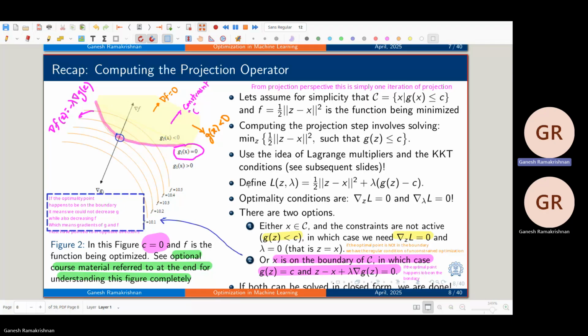Is this clear? This is very critical, this intuitive understanding. So this is the picture we drew. This did not assume any properties of g1. This is a necessary condition for any differentiable f and c.